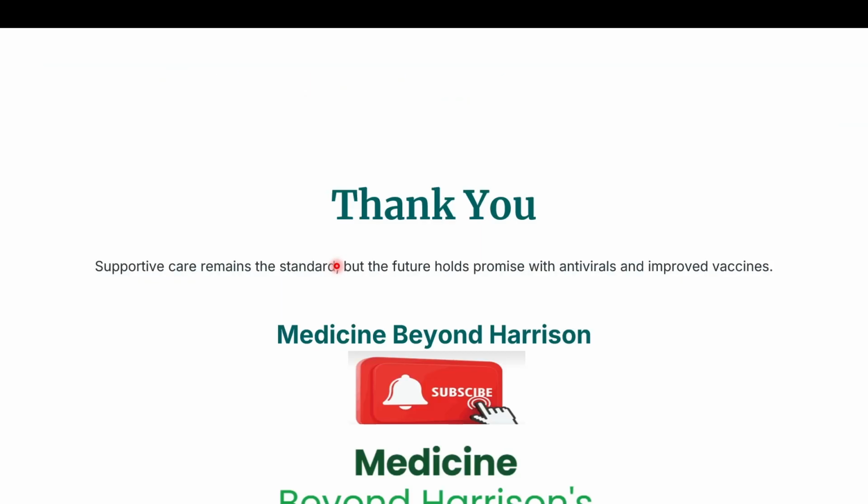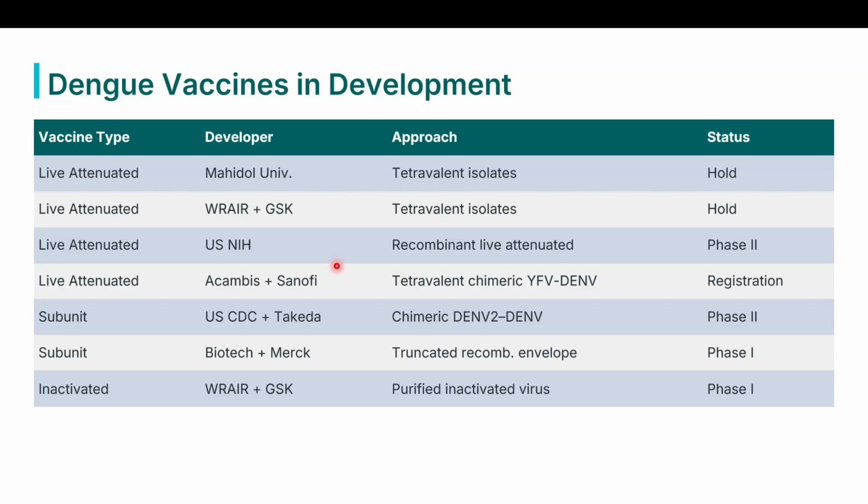The future is promising. These are the current pipeline vaccines, some of which have failed. One was just registered by Sanofi and Acambis, and two are in phase two trials in the US. There are also a few GSK and Merck vaccines, subunit vaccines and inactivated vaccines, in phase one trials. These can come into the pipeline in 2 to 3 years.